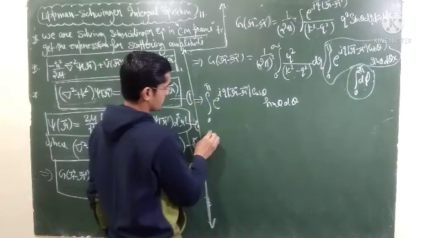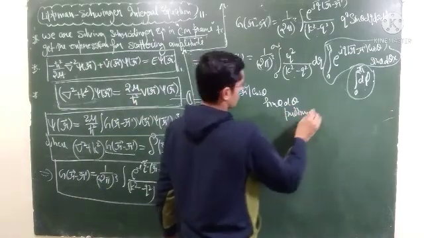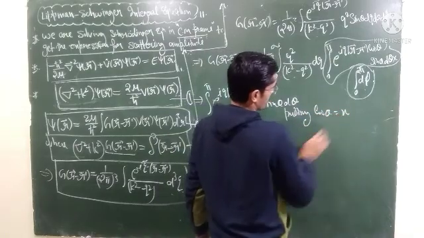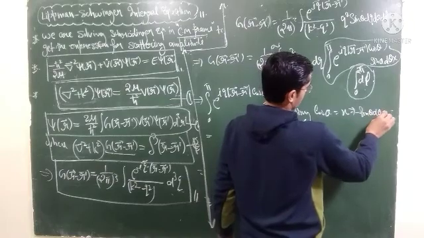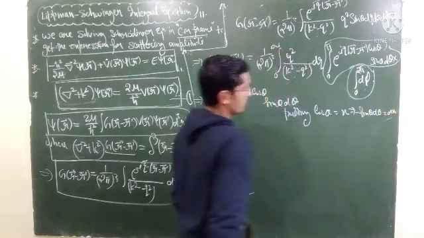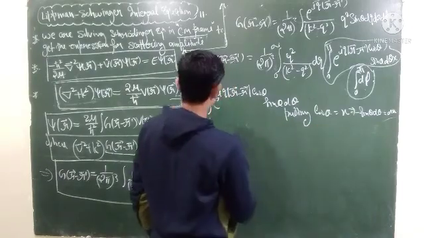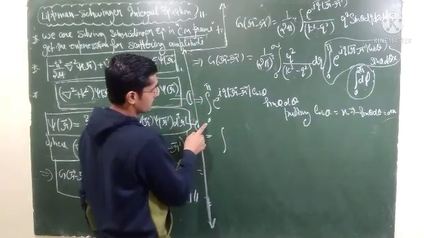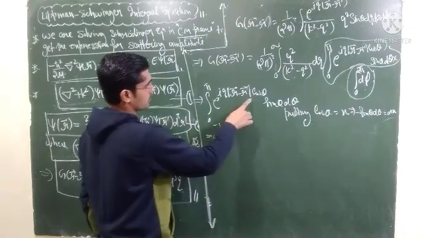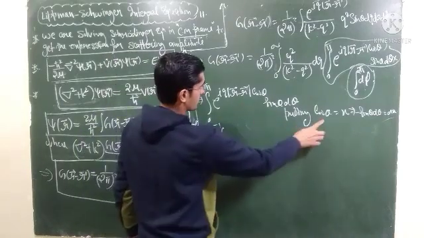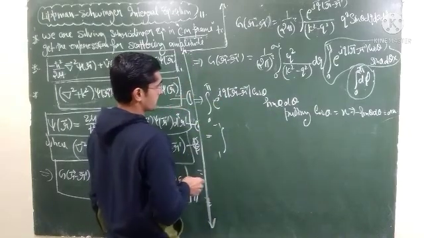So this integration you can solve just by putting cos theta equal to x, and you know minus sine theta d theta will be equal to dx, just the basic mathematics that you have studied in your class 12th. So the limit will be from plus 1 to minus 1, because cos of 0 is 1 and cos of pi is minus 1, so the limit will be from 1 to minus 1.